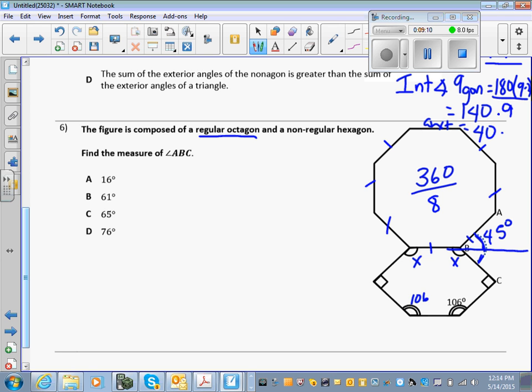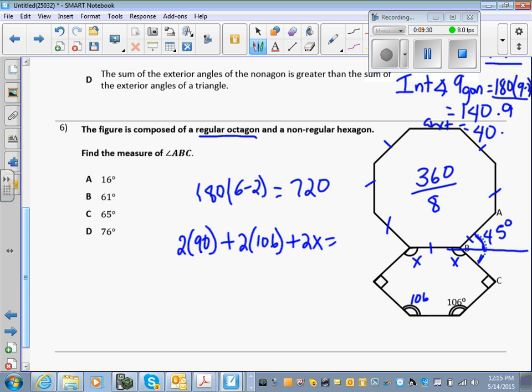So in a 6-sided figure, first I need to know the sum of the interior angles. I do 180 times 6 minus 2, which gives me 720. So the interior sum is going to be 720. So I have two 90-degree angles, so 2 times 90, and I have two 106 angles, plus 2x equals 720. And this gives you 180 plus 212 plus 2x equals 720.